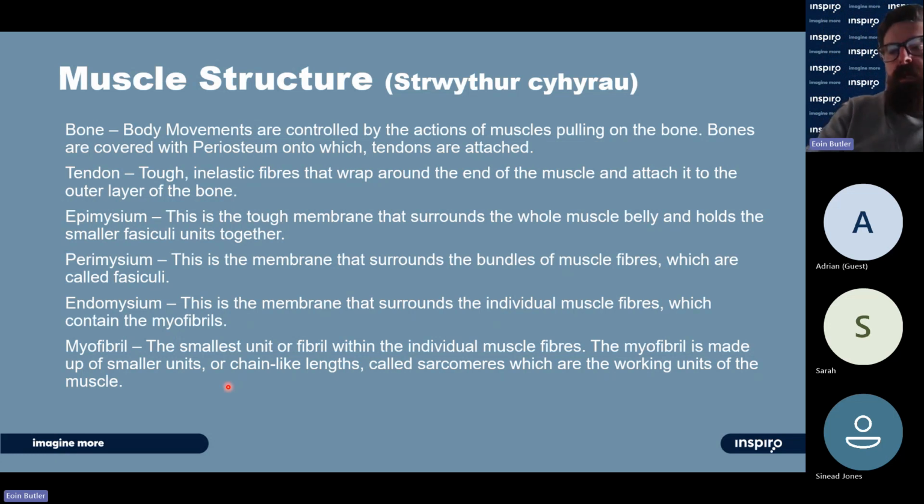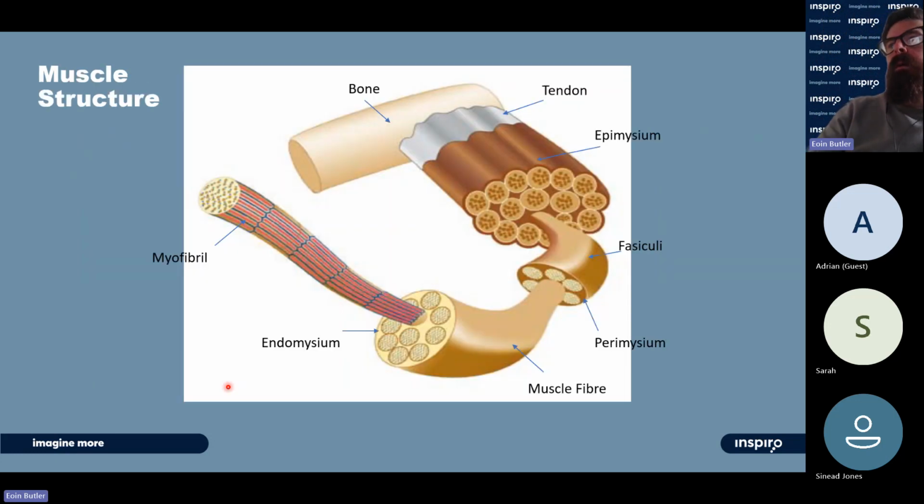If I go back up to our diagram, you can use this diagram and the descriptions on the next slide to figure out which one is which. But what we remember is that our epimysium is the outer layer, the perimysium is our middle layer, and the endomysium is our deep tissue layer. Epi meaning outer, peri meaning medium, and endo the inner layer.